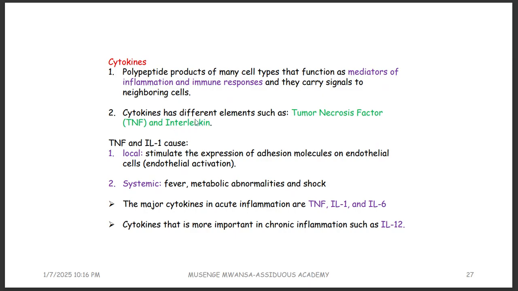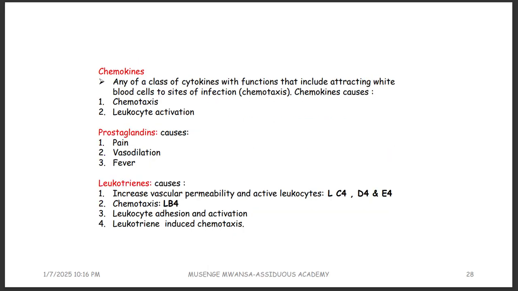interleukins. For example, tumor necrosis factor, TNF, interleukin 1 and interleukin 6. These are the major interleukins in acute inflammation, while interleukin 12 is important in chronic inflammation. Chemokines are any substances which will be able to attract white blood cells to the site of inflammation. So it will include any cytokine that will do this function.